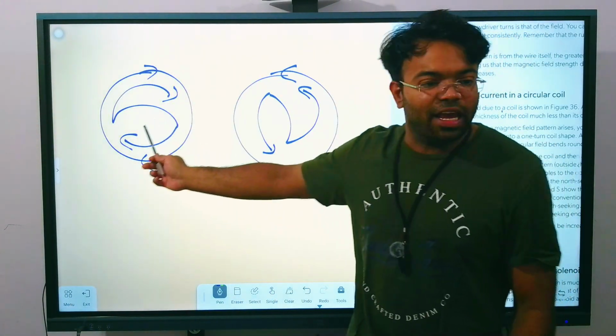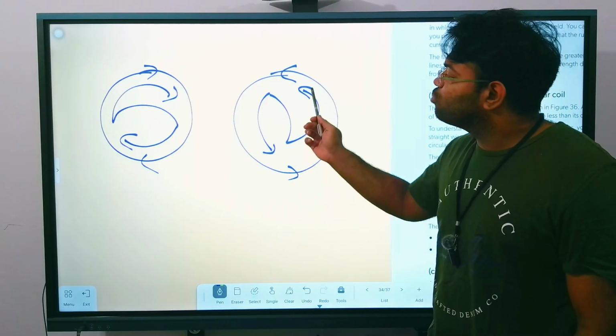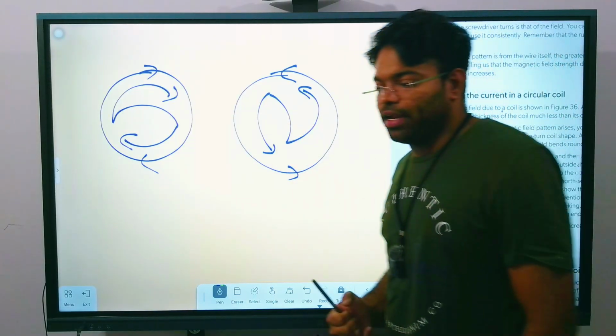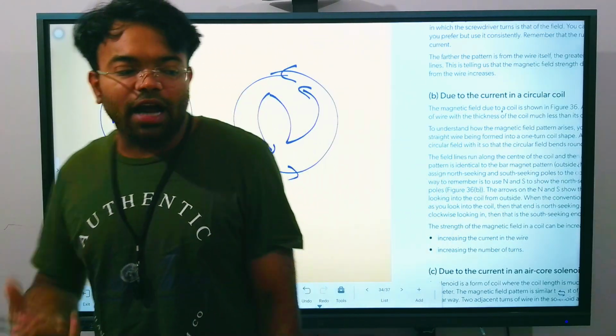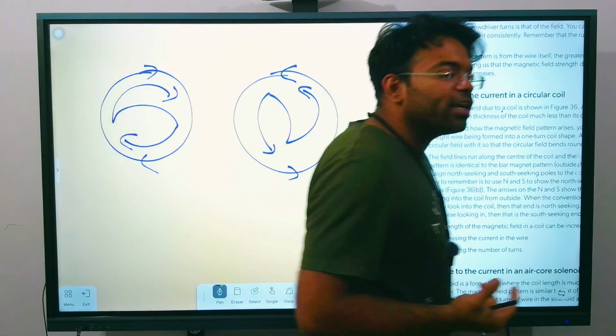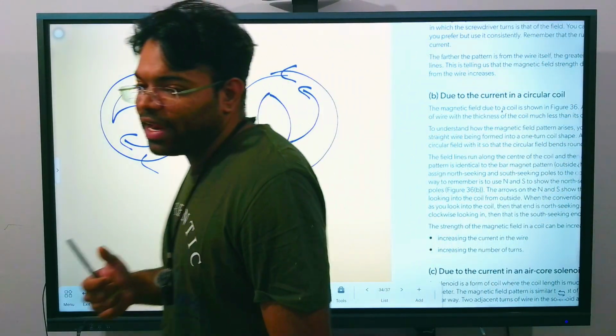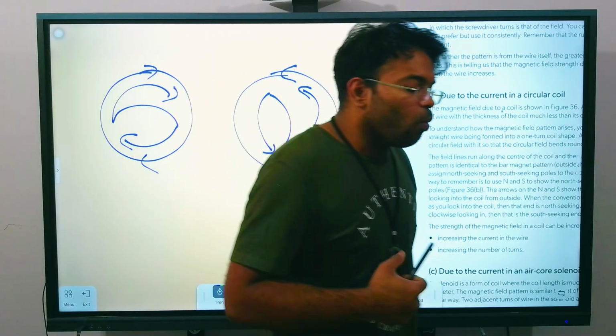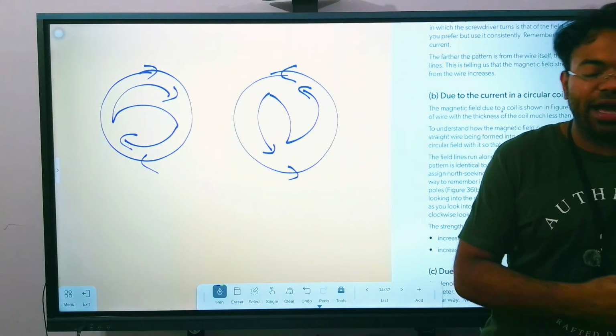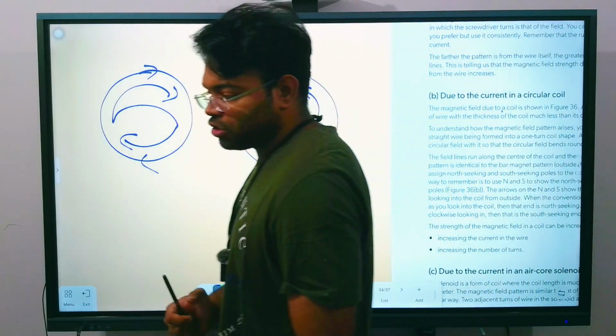This is S and this is N, right? So basically, if in a coil the current is in the anti-clockwise direction, then it will represent a north pole, and if it's in a clockwise direction, it will represent a south pole. Now, what is the major difference between a magnet and an electric charge?